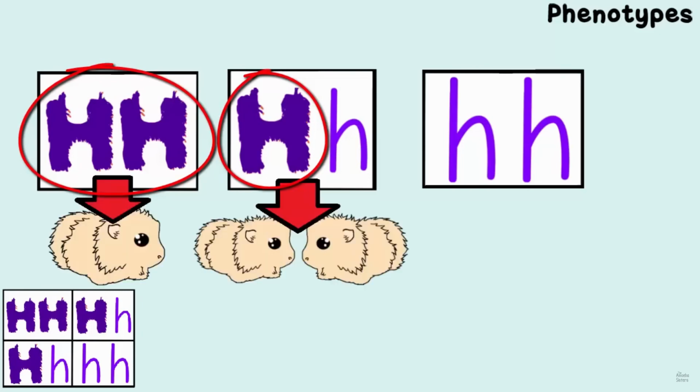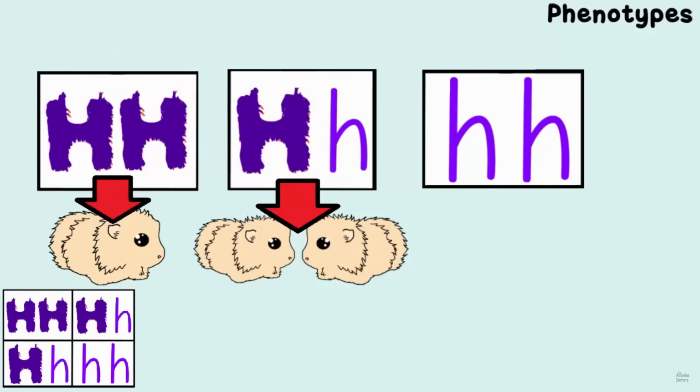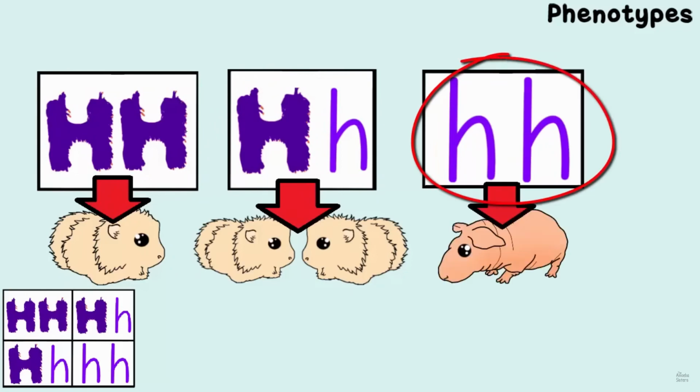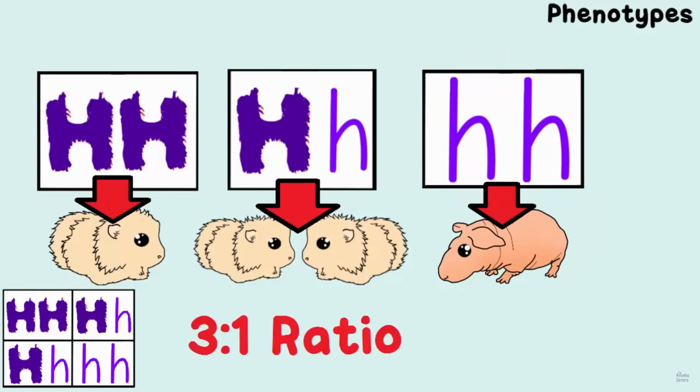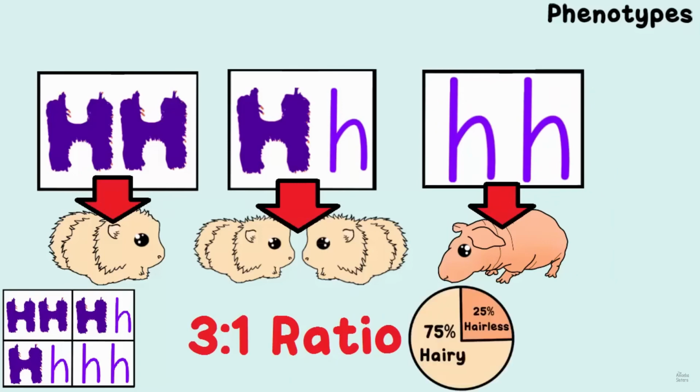So three of them here, the one big H, big H baby and the two big H, little h babies, they all have hair. The homozygous recessive baby, which was little h, little h, that baby has no dominant allele present. So this little guy would be hairless. So you could say the phenotype ratio is 3 have hair to 1 that's hairless. Or a phenotype percentage could be 75% hair, 25% hairless.